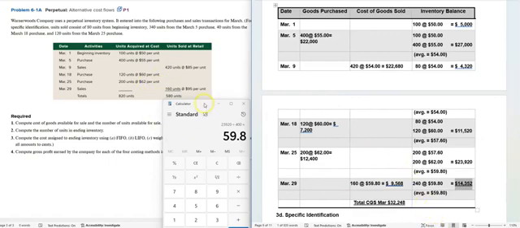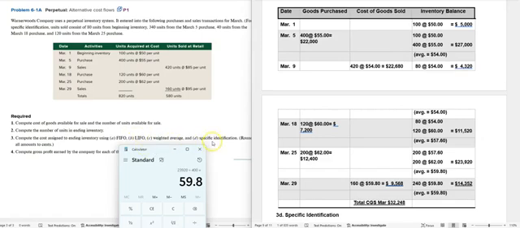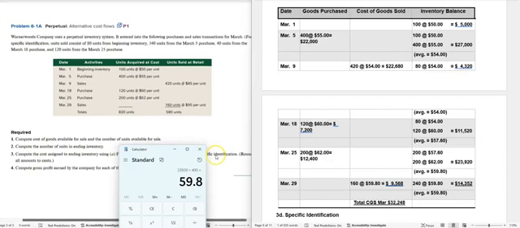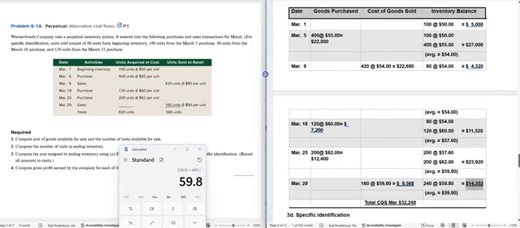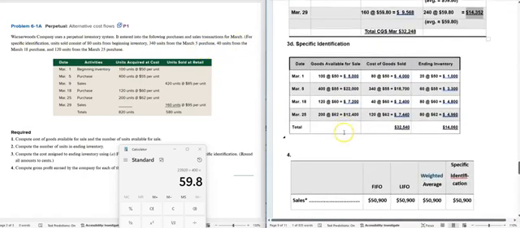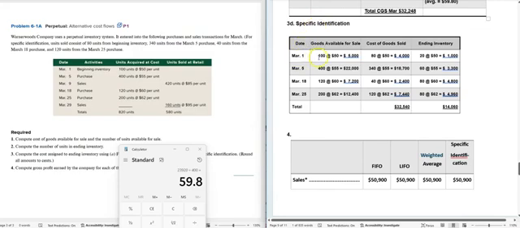All right, so we have looked at FIFO, LIFO, weighted average. The last one is specific identification. This method is pretty straightforward when we are told what unit is sold, right? So they told us that for the units sold, 80 units came from the beginning inventory, 340 units from the March 5th, 40 units from the March 18th, 120 units from the March 25th. So we were able to specifically identify what inventory items were sold from each layer.